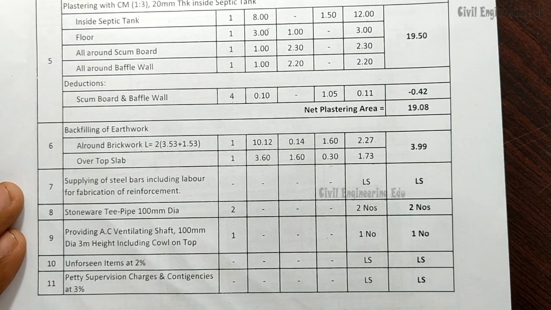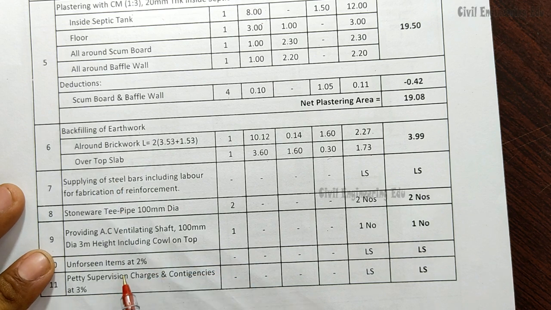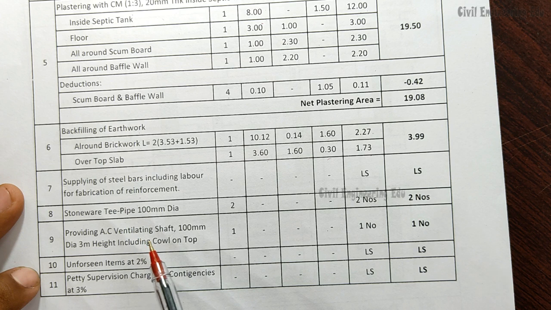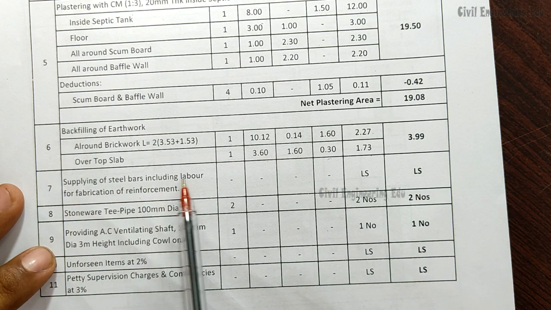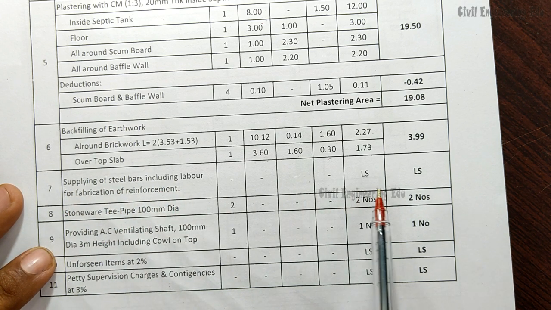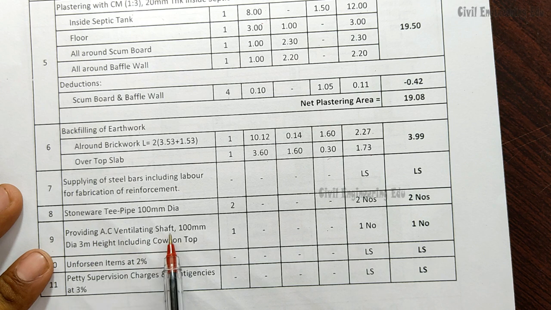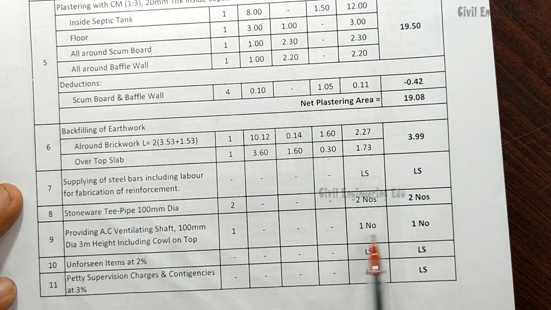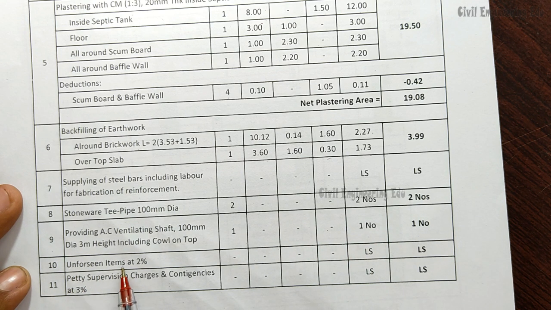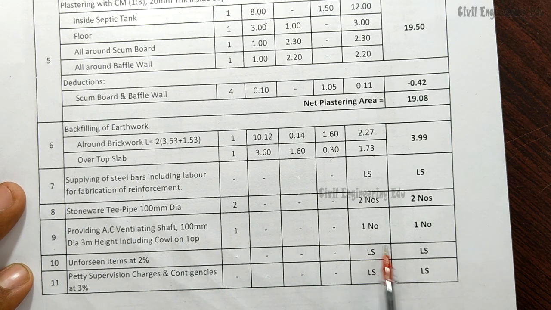And the remaining additional fittings or additional sanitary items, we can take as lump sum. Like supplying and fixing of steel bar including labor and fabrication of reinforcement, that we can add lump sum, and stoneware T pipe of 100 mm dia, 2 numbers we require, and providing AC ventilation shaft 100 mm diameter, 3 meter height including cowl on top. This is one number, so this can be taken as lump sum numbers, right? And unforeseen items at 2% and petty supervision charges at 3%. So this can be added lump sum.